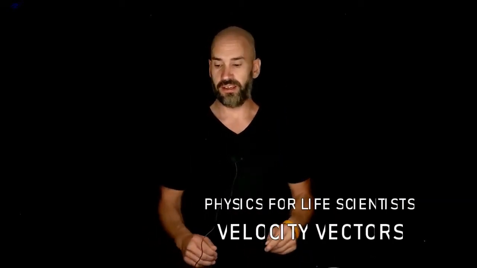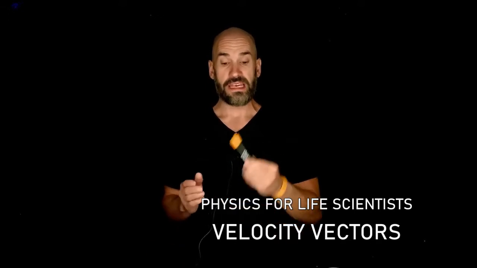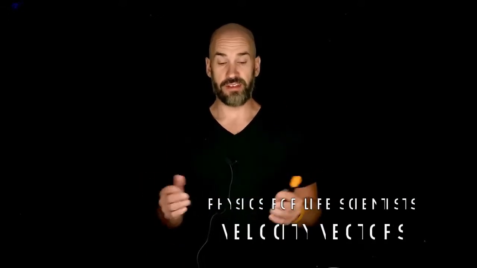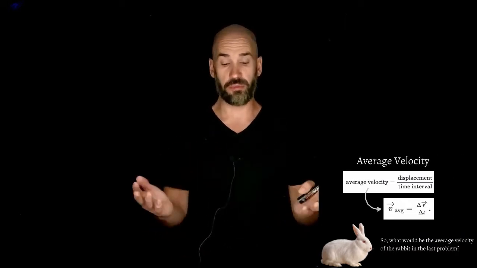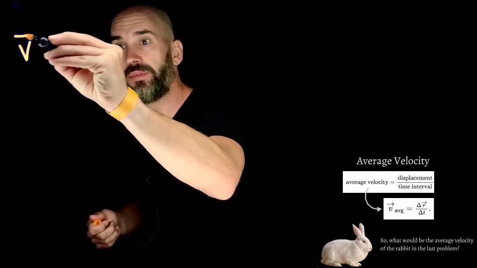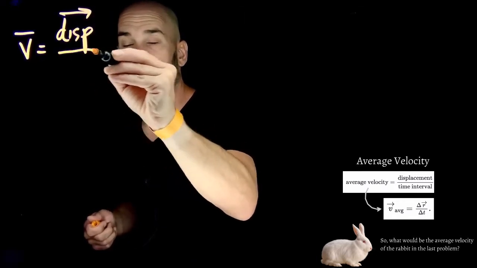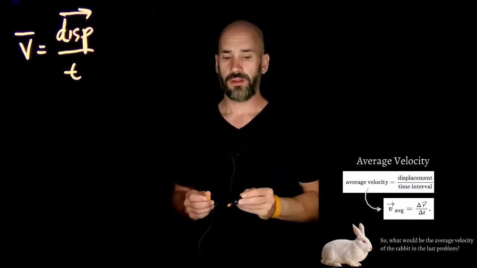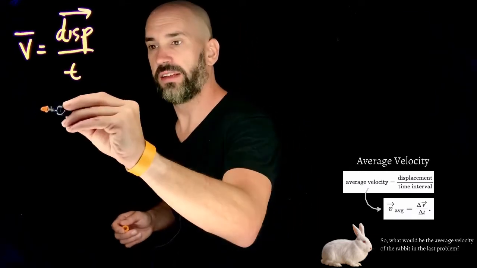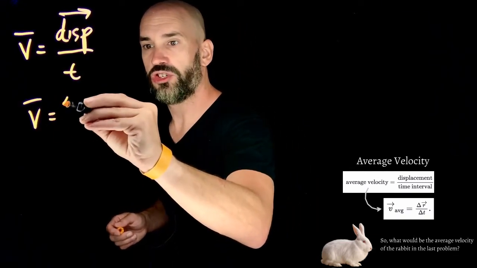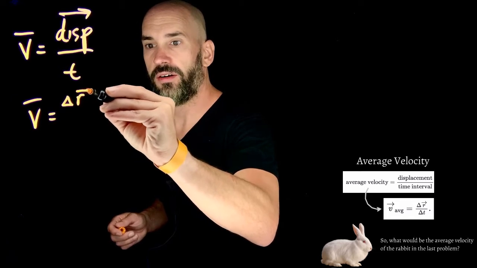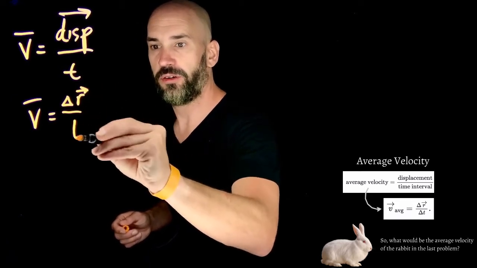All right, so if you could go to the slide where it says average velocity, no big surprises here. If we're going to find the average velocity of some object or organism, like let's say this rabbit moving through the prairie, we simply say that the average velocity is equal to the displacement vector divided by how much time has gone by. Another way of saying that is simply change in r, the displacement vector, over time.